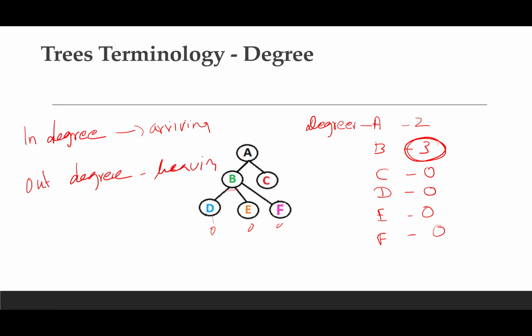So A's level is 0. What is the level of its children? Plus 1, so it is level 1. And what is the level for the children of B and C? It is level 2.